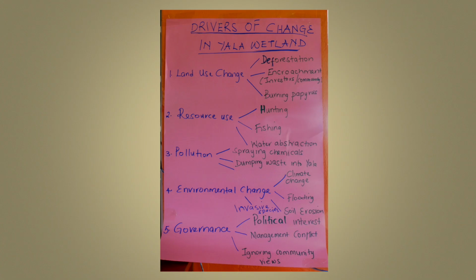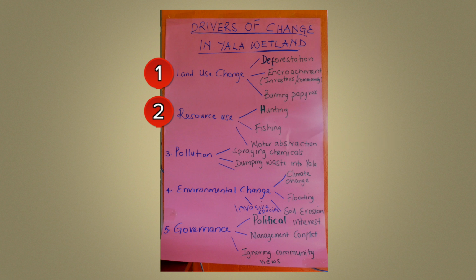The main direct drivers of change identified were: number one, land use change, which includes deforestation, land encroachment by investors and community, and burning of papyrus. The other is resource use, which includes illegal hunting, illegal fishing methods, such as using nets with the wrong mesh size, and water abstraction.